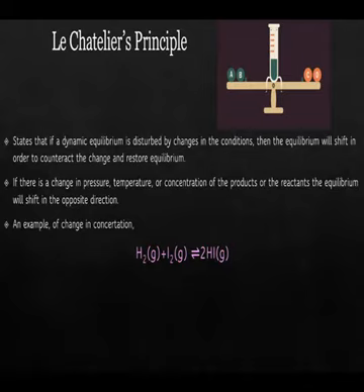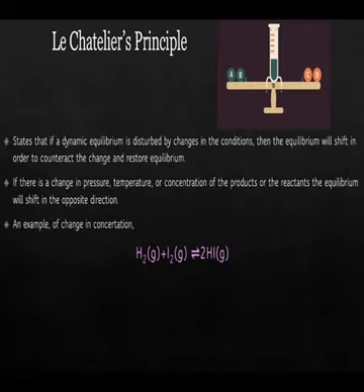Here's an example, and we're going to apply this principle to the reaction between hydrogen and iodine to find the forward and reverse reactions, as well as what direction the equilibrium is going to shift in. First, let's identify the forward and reverse reactions. In the forward reaction, hydrogen combines with iodine to form hydrogen iodide. The reverse reaction would be hydrogen iodide decomposing to form hydrogen and iodine.